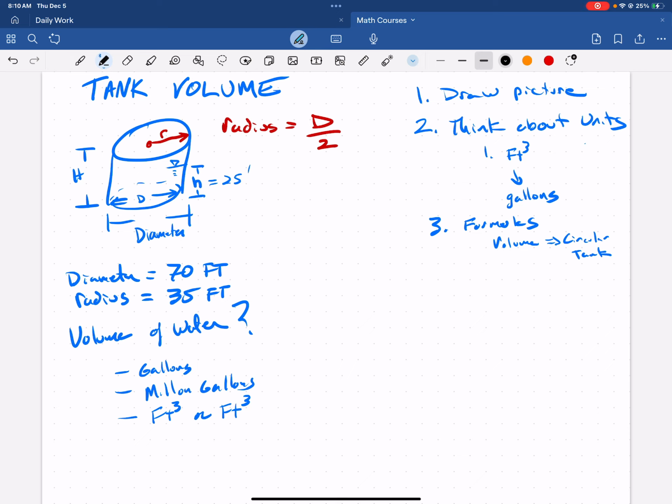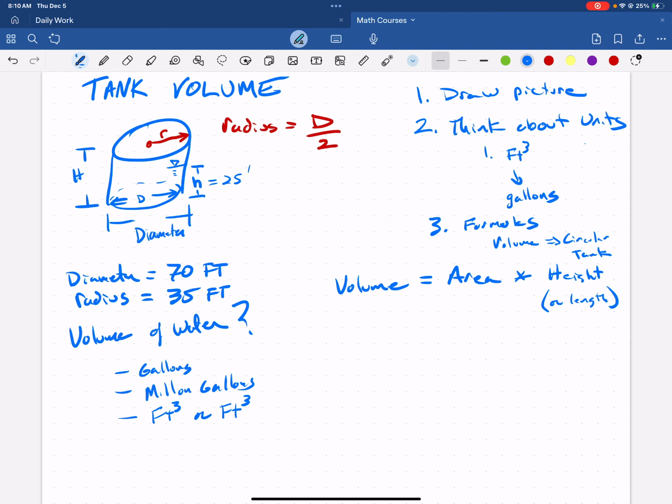And we talked yesterday about the volume being equal to an area times the height or length.